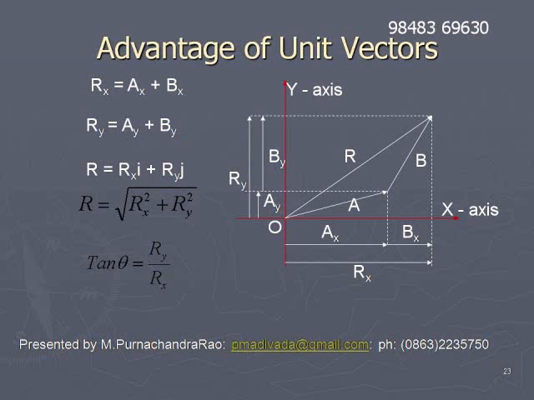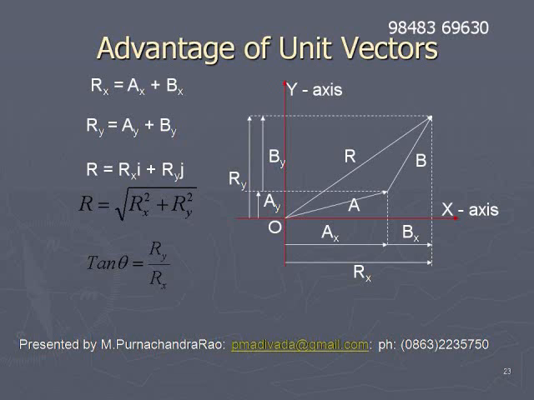We have seen rx is equal to ax plus bx and ry is equal to ay plus by. Therefore, r bar is equal to rx i plus ry j. The x component is rx i, the y component is ry j. So, vector r bar is equal to rx i plus ry j.